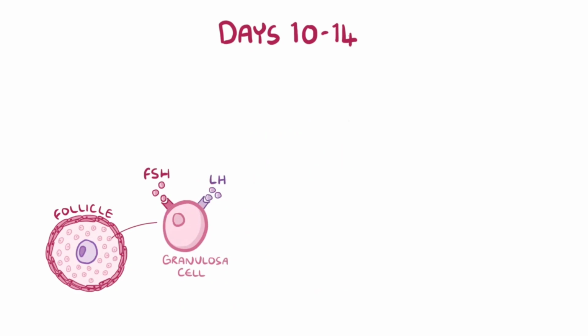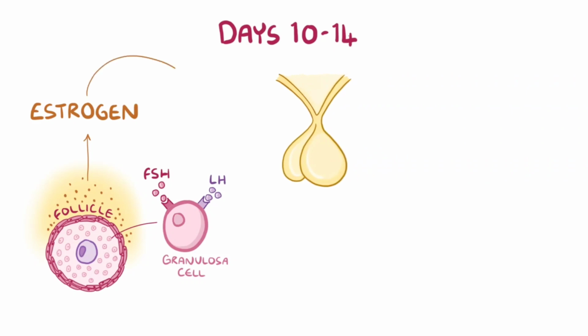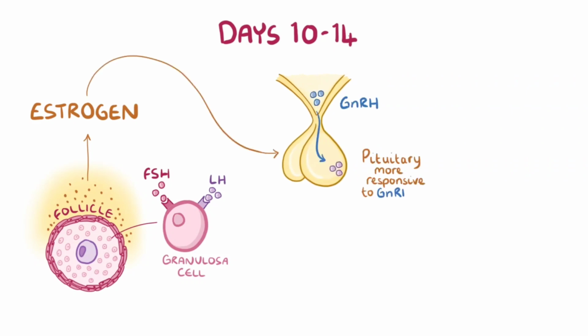This dominant follicle continues to secrete estrogen, and the rising estrogen levels make the pituitary more responsive to the pulsatile action of gonadotropin-releasing hormone from the hypothalamus. As blood estrogen levels start to steadily climb higher and higher, the estrogen from the dominant follicle now becomes a positive feedback signal.